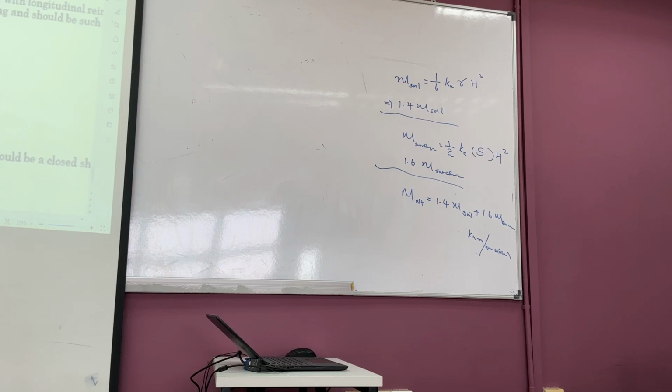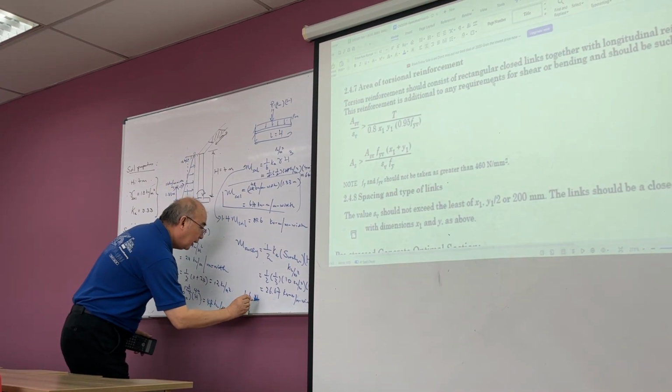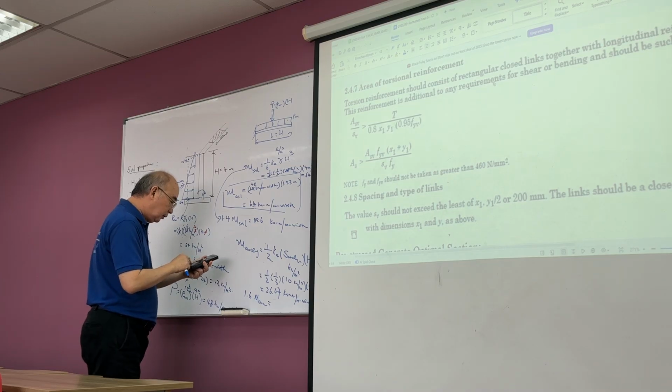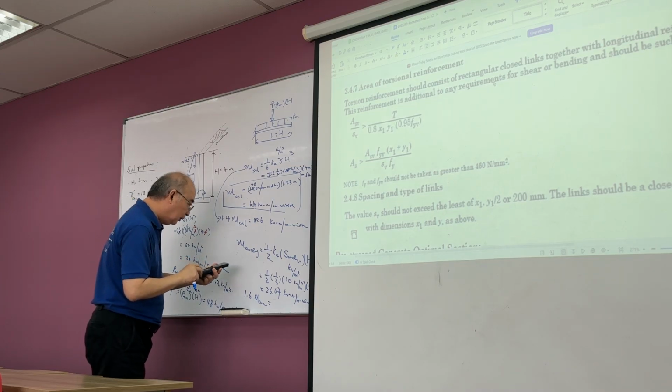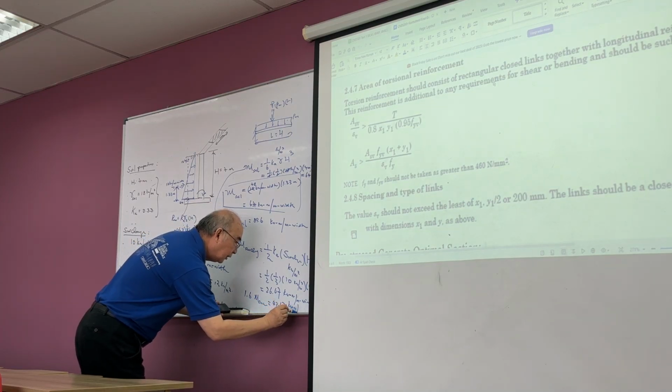Okay, 4 times 4 multiplied by 10 divided by 6 gives 26.67 kilonewton. Actually, the meter square cancels out, right? But then we write it as kilonewton meter per meter width. Okay, understand? So now M surcharge is equal to 1.6 times 26.67, which is 42.67 kilonewton meter per meter width.